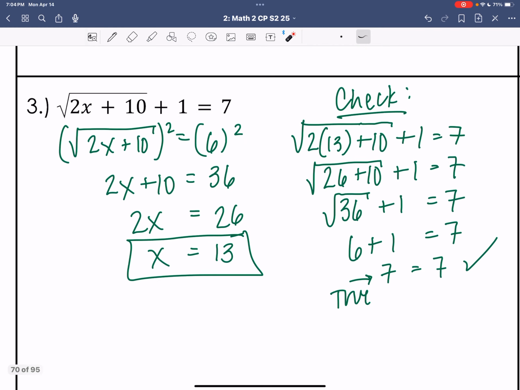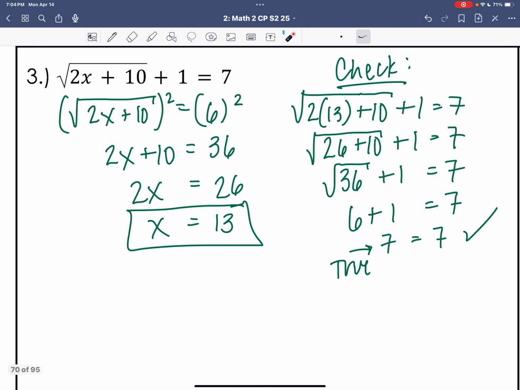Okay. For the next one, you're going to do the same thing. You're going to move the 1 to that side by subtracting, and then you're left with the square root of 2x plus 10 equals 6. Now undo the root by squaring both sides. Once you square it, you can drop the root because that's canceled out. And then you've got that. Subtract 10 by moving it over, and then divide by 2, and then you get x equals 13.